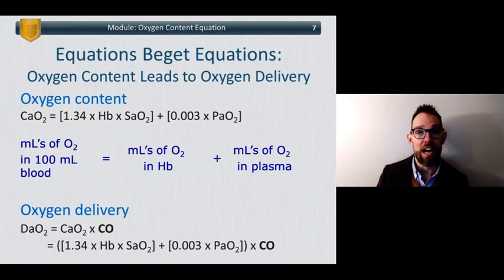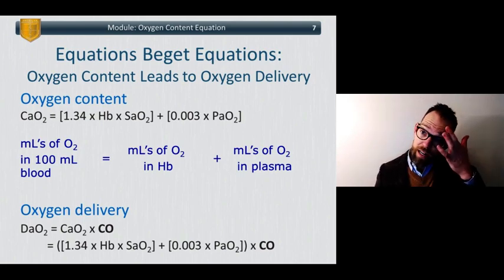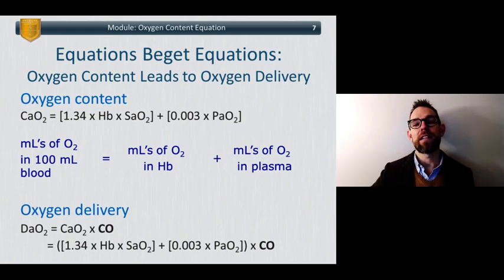So you've got these equations. These equations beget more equations. Of course we know that oxygen content leads to oxygen delivery, but it's not just the oxygen content. As I've alluded to before in other lectures, I think about oxygen delivery as a train. You've got the boxcar, and the boxcar is the hemoglobin, carrying oxygen. But if the boxcar is not going anywhere, it's not going to get to its end destination. So you've got to have cardiac output.